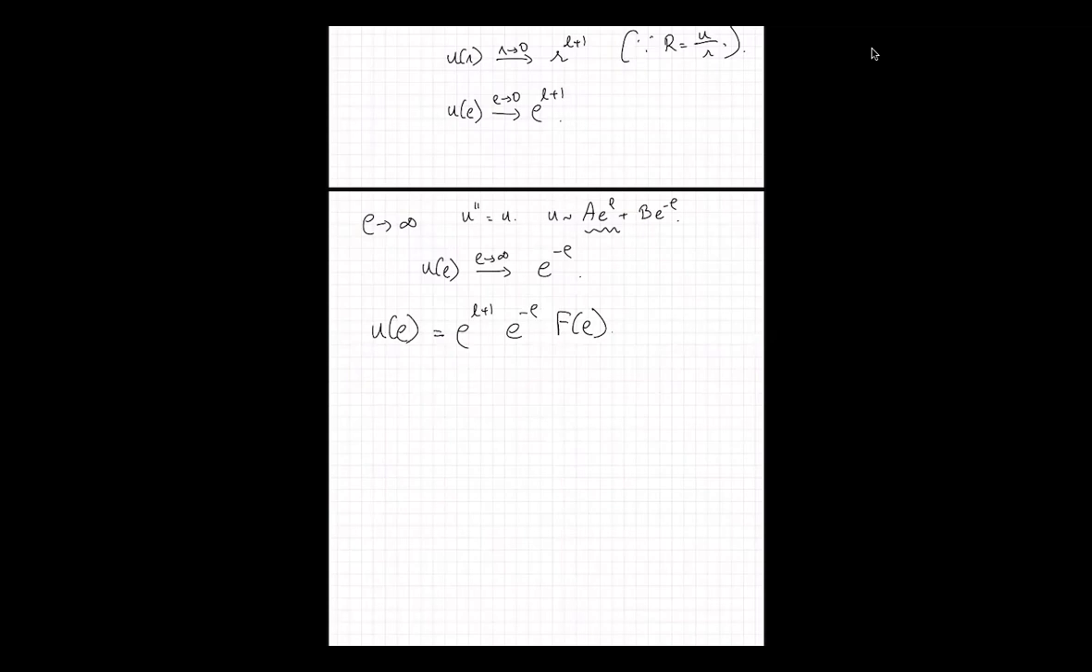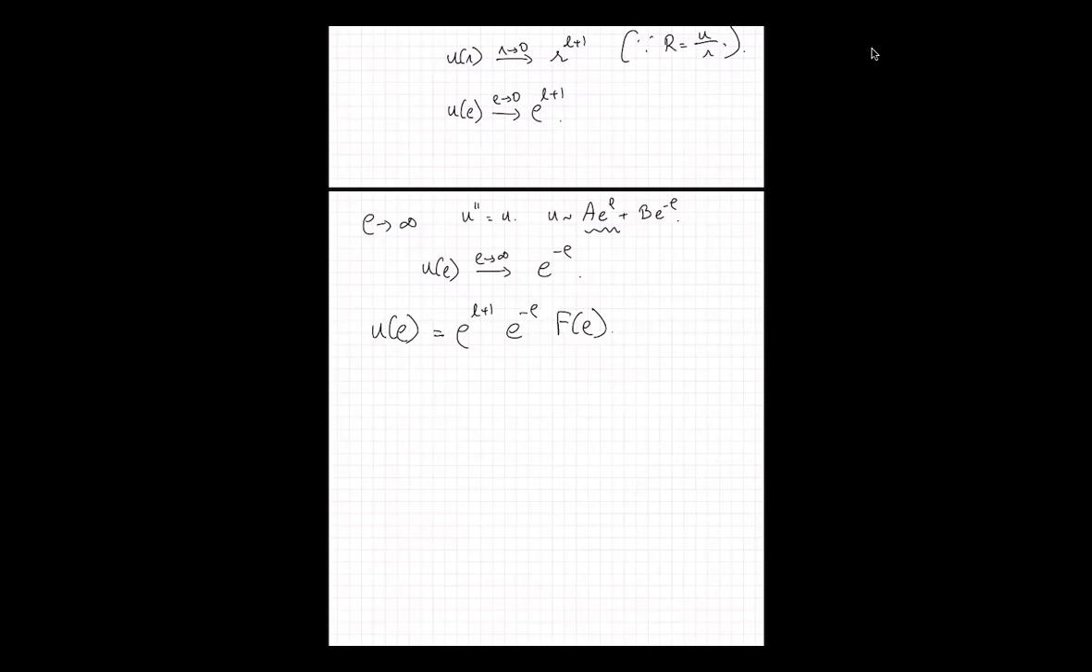So what does this mean? This means that I'm writing down the form of the solution. Basically, I don't know what u of rho is in general, and I don't know what capital F of rho is in general, so I'm basically trading one variable for another variable. But the reason I've chosen this particular form is that I know that for small distances, my u should go like rho to the L plus 1, and for large distances, my u should go like e to the minus rho.